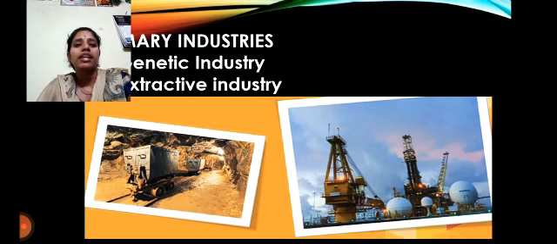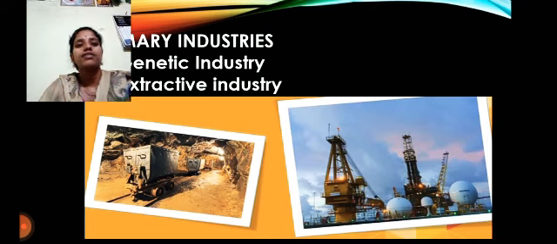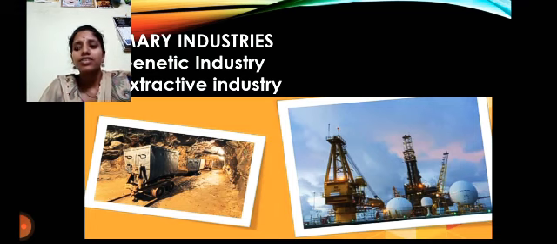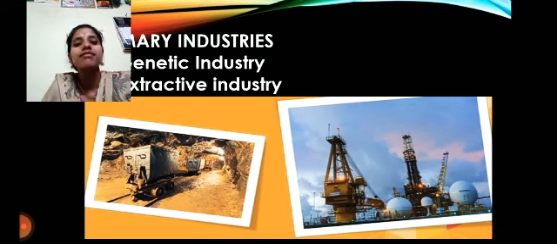In primary industry, there are two types: genetic industry and extractive industry. Here, first one, genetic industries are engaged in reproduction and multiplication of certain species of plants and animals with the object of sale. Here, the main aim is to earn more profit from such sales. For example, plant nurseries, poultry, cattle breeding, etc.